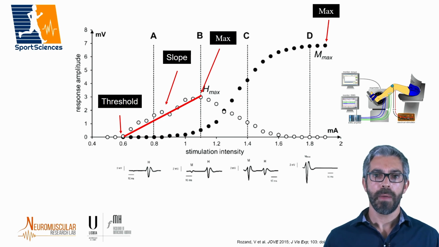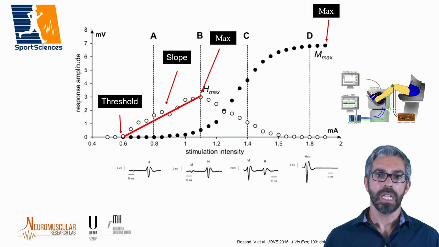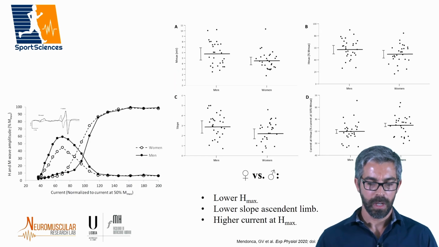There are three primary measurements that should be obtained to describe the H reflex excitability. First, the threshold of the reflex as an index of sensitivity, then the slope of the ascending limb of the recruitment curve as an index of differential excitability between the motor neurons being progressively activated by the stimulation, and finally the maximum value as an index describing the quantity of motor neurons that can be activated by this pathway.